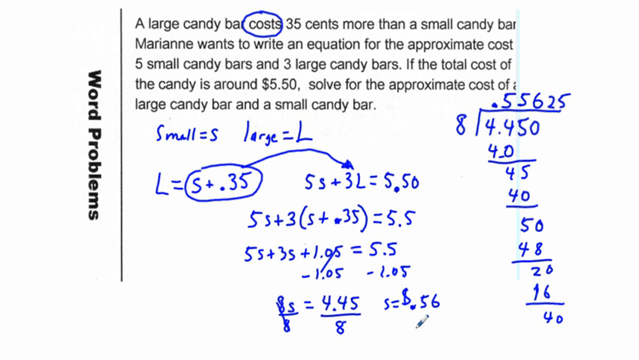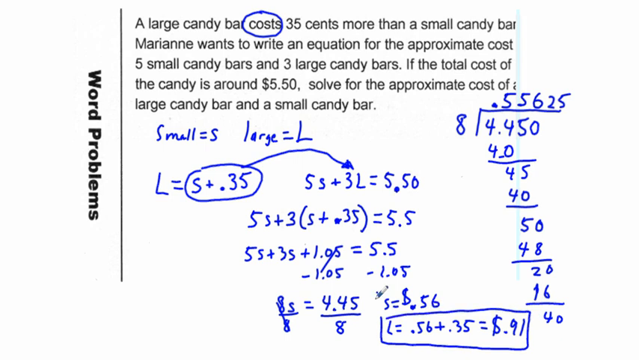And what is the large going to be? Well, large equals 0.56 plus 0.35, which equals 91 cents. We'll call it 0.91. So this is what we have. These are our answers. Again, we round it off to the nearest cent. It's not a nice round even number, but that's what we get here. I guess you could round this off to 55 cents and then let's make the large one 90 cents. That's approximate also. Okay, next.